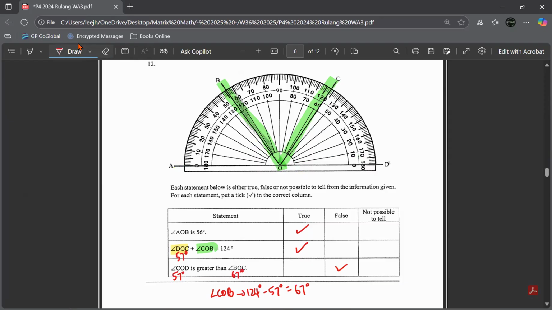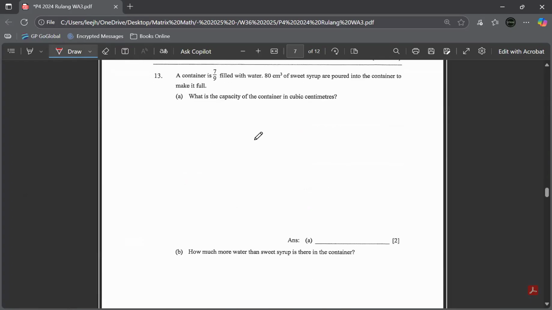Now let's look at question number 13. This one is section C, the problem sum. A container is 7/9 filled with water. 80 cubic centimeters of sweet syrup are poured into the container to make it full. What is the capacity of the container in cubic centimeters? Cubic centimeter has a 3 at the top.